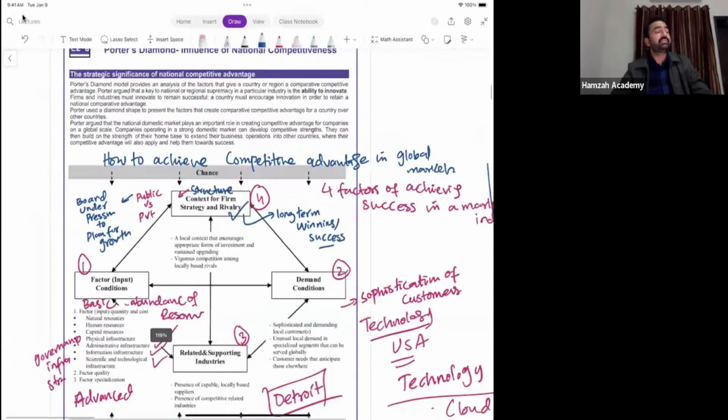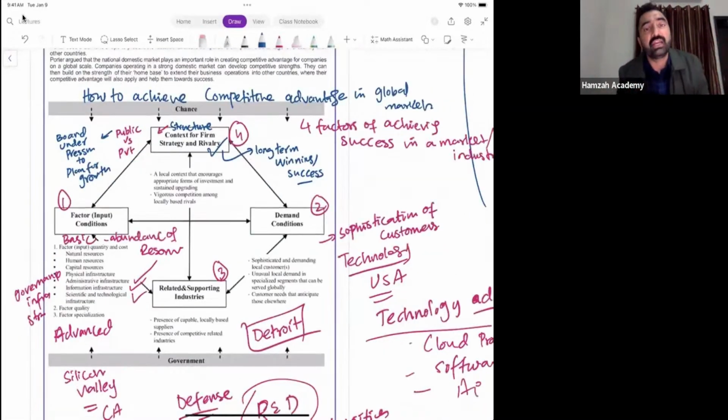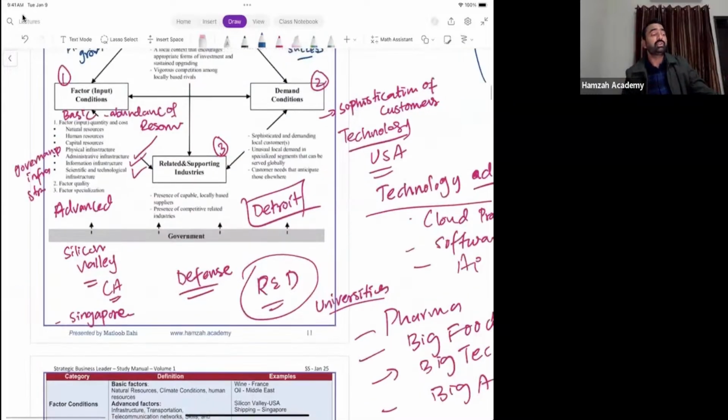So the point is that this is a very interesting model that can guide business and industry about how to win competitive advantage in global markets. Number one, there are factor conditions. Number two, there are demand conditions. Number three, there should be support industries. Number four, structure, strategy, and rivalry of the players operating in the industry. So these are the four factors that focus on how to win competitive advantage. Okay, are you clear?